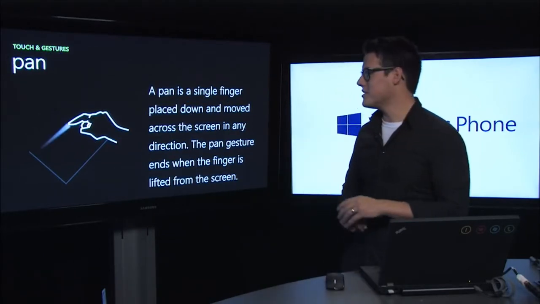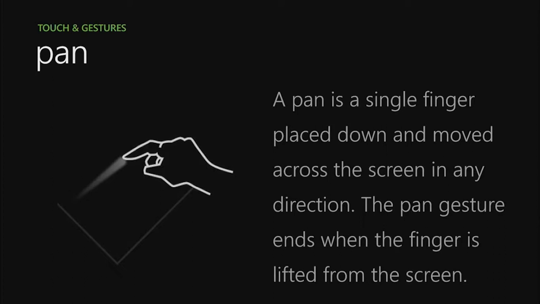Next, a pan. I mentioned this earlier. A pan is a single finger down, and if your finger doesn't come right back up and do a tap right then you are in the panning gesture, if it begins to move across the screen. So a pan is a single finger placed down and moved across the screen in any direction. The pan gesture ends when the finger is lifted, and usually this does not make the UI glide after it.